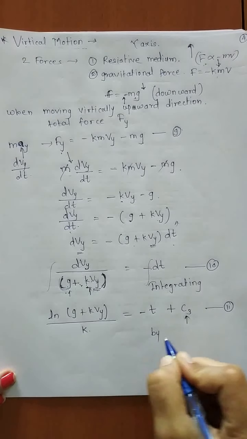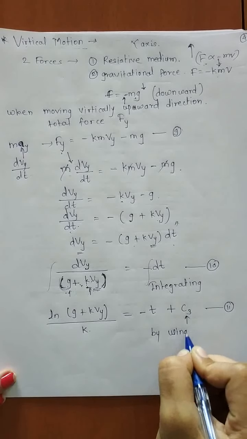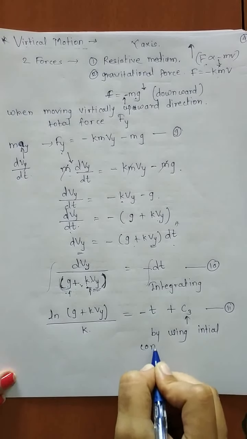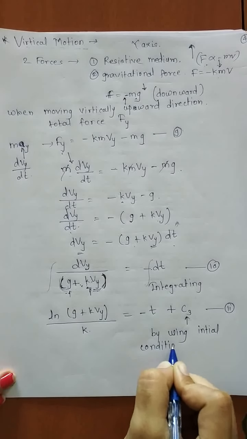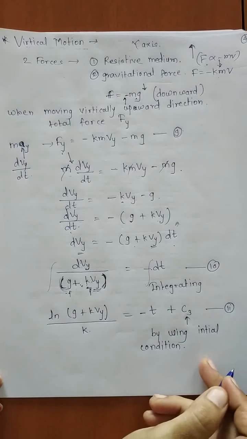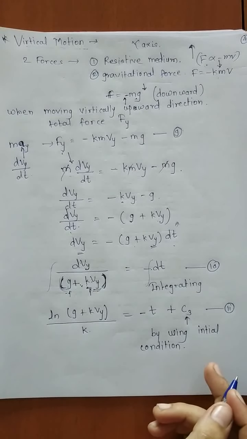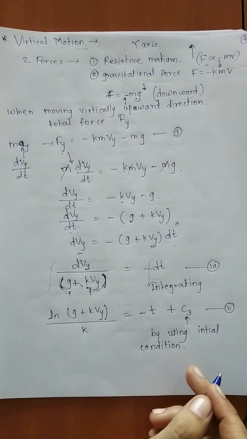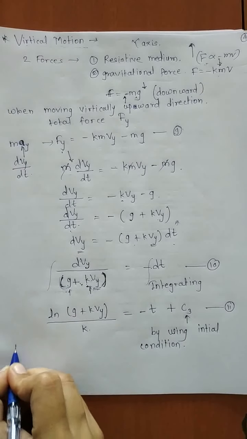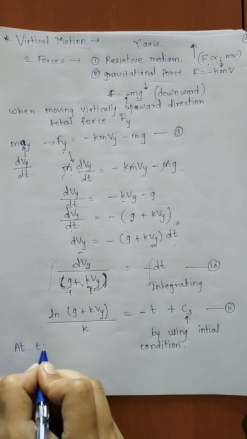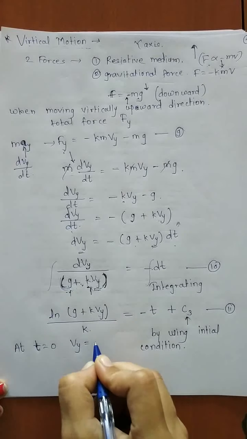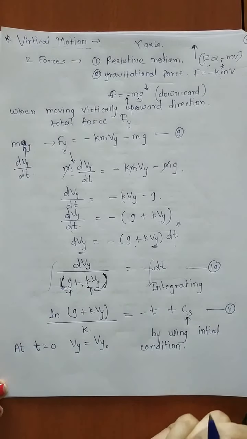By using what? Initial condition. By using the initial condition. So what is the initial condition now? By applying the initial condition or boundary condition, we will get the value of C3. So what will be the initial condition? At t equal to 0, what will be our Vy now? What is the initial velocity? Vy naught.